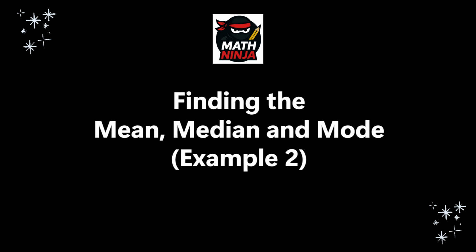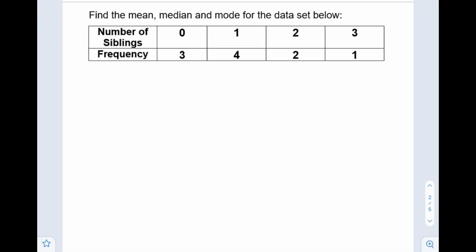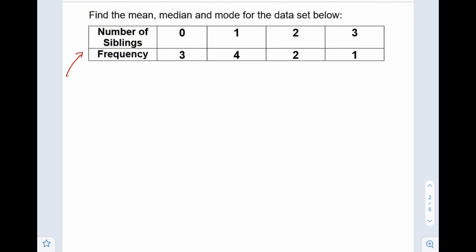In this video, we will learn how to find mean, median, and mode. Now let's see how we can find the mean, median, and mode when our data set is presented in the form of a frequency table like this one over here. So this is what we call a frequency table. So how are we going to find the mean, median, and mode?